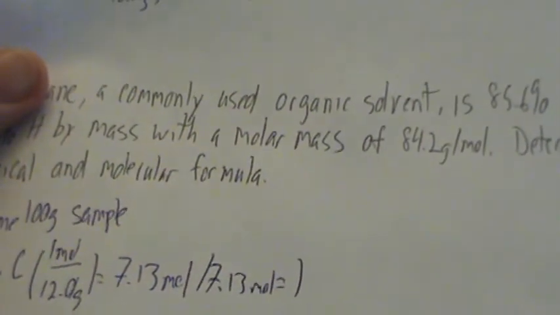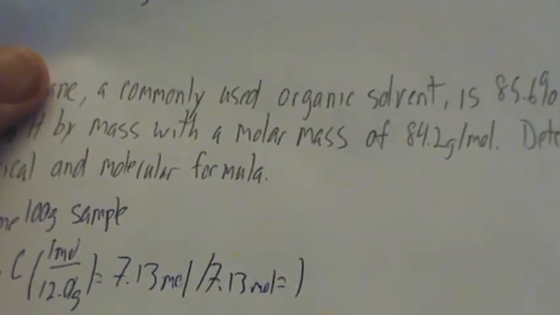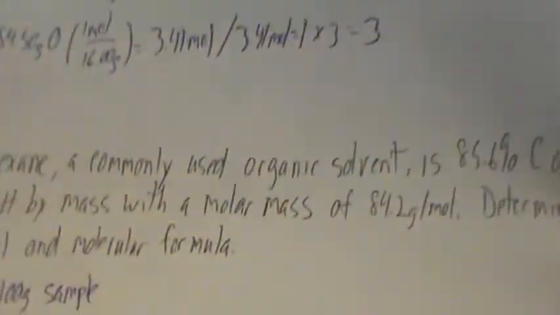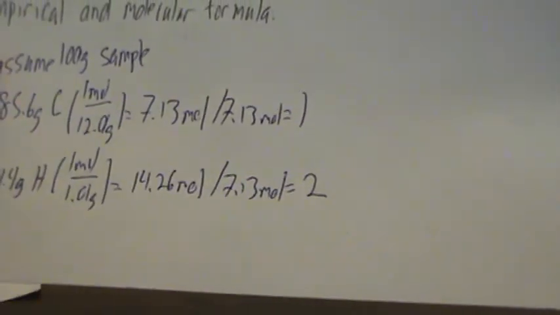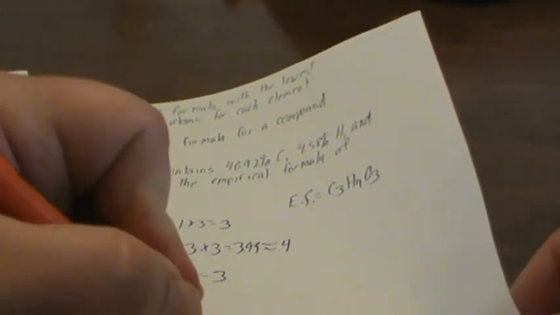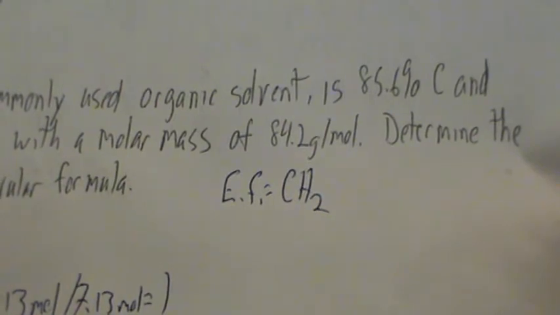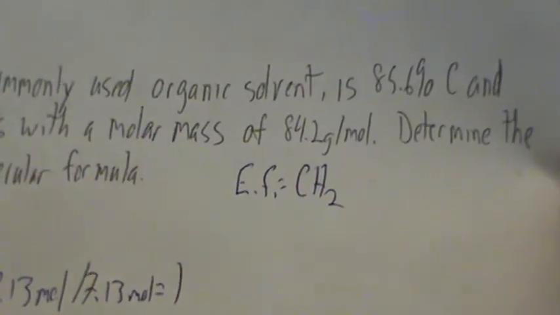So let's check just to make sure. 14.26 divided by 7.13. Lo and behold, it does give us 2. So we have whole numbers. We can say that our empirical formula is CH2.